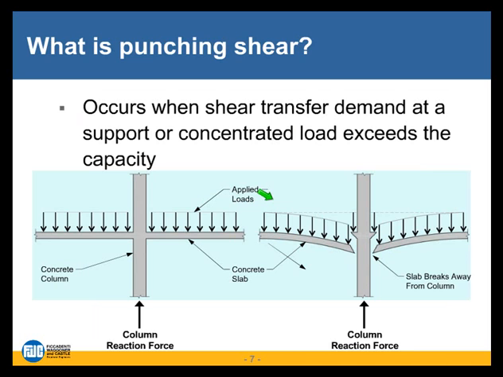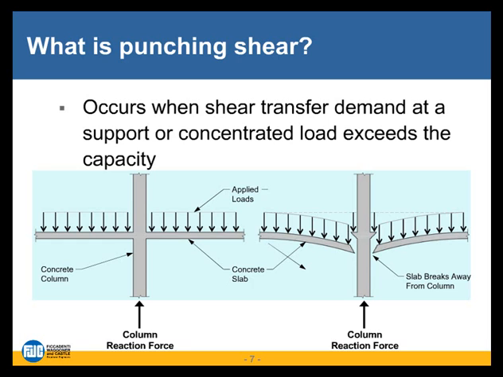So next question is, what is punching shear? Punching shear occurs essentially due to the shear transfer demand between the elevated slab and the column supporting that elevated slab. And the punching shear occurs when that shear transfer demand, or a concentrated load, exceeds the capacity of that connection. It's a relatively straightforward concept in terms of what happens.